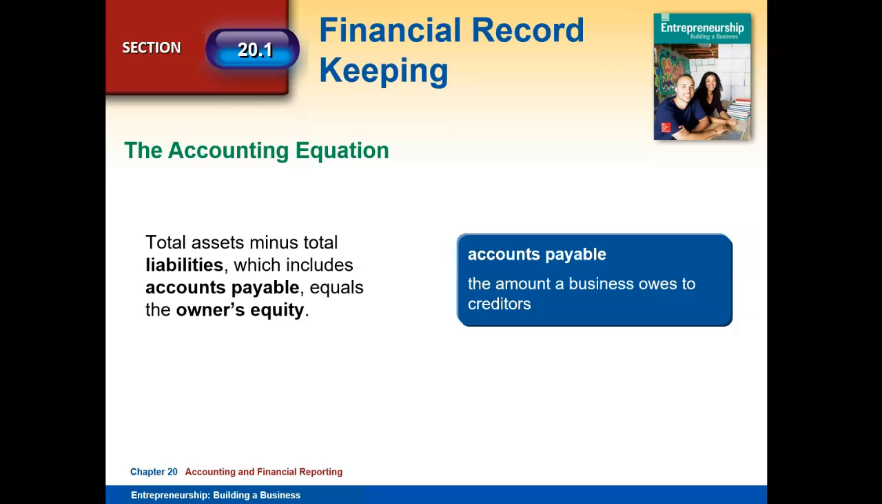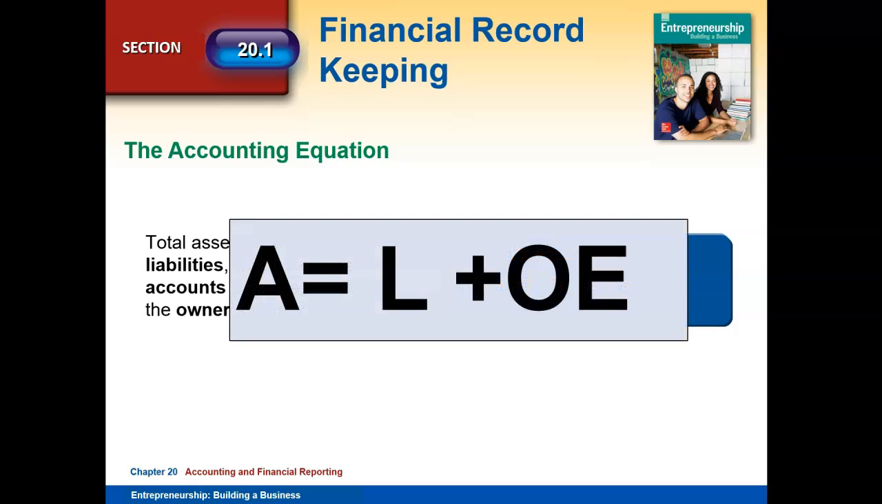Accounts payable is the amount businesses owe to creditors. Creditors might be suppliers, usually suppliers of some form of service to the business. And owner's equity is the worth of the business. Here's your equation really big. Make sure you write that. It should be on your balance sheet already. Make sure it's there.